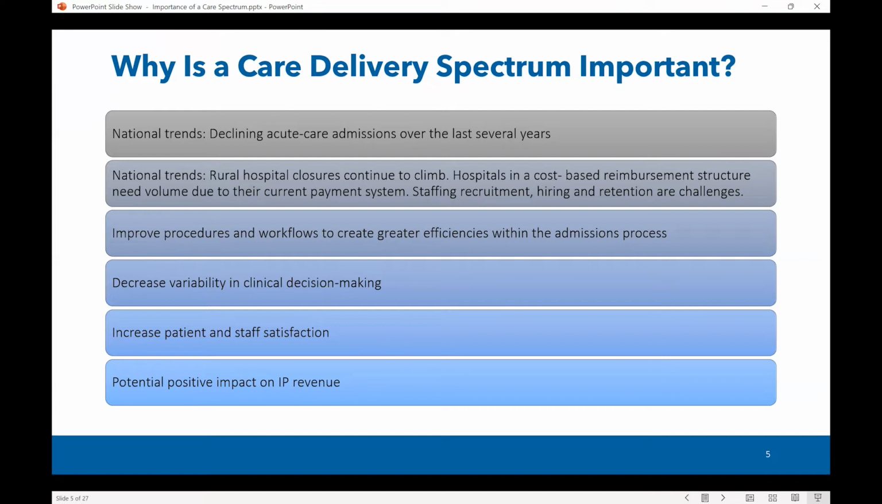We build our volume. We have cases that staff are happy with, and then they don't have to be called off because our volume's low. So that has a potential positive impact on our revenue as well.